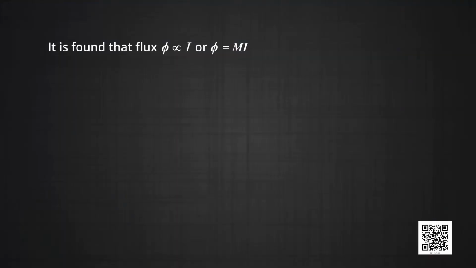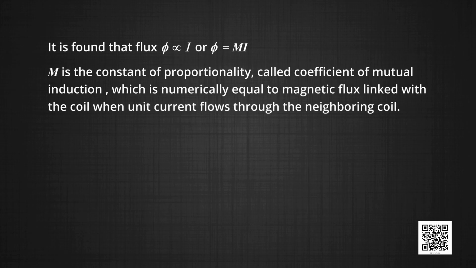It is found that the flux phi is proportional to I, or phi is equal to M into I. M is the constant of proportionality called the coefficient of mutual induction, which is numerically equal to the magnetic flux linked with the coil when unit current flows through the neighboring coil. So, phi is equal to M when I is equal to 1.